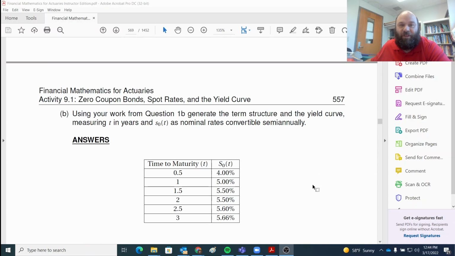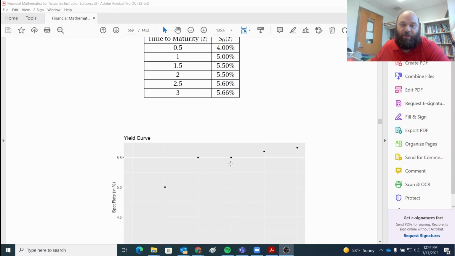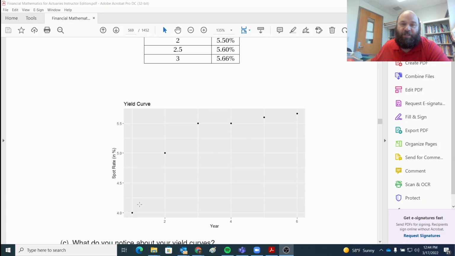We can do the same thing for the second example with our strips, and we continue, as indicated in the problem, to quote the results as nominal rates convertible semi-annually, but the times to maturity are still 1/2, 1, 1.5, 2, 2.5, and 3, and we can plot these as well. Notice it kind of flattens out here. We go 5.5 for 1.5 years and 5.5 for 2 years, but this is the yield curve for that schedule, for that term structure.